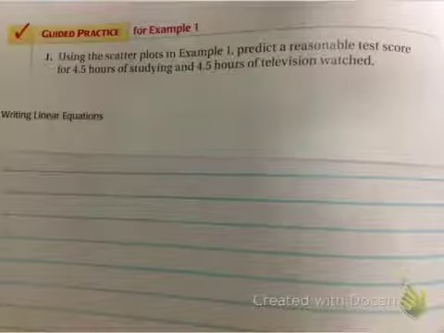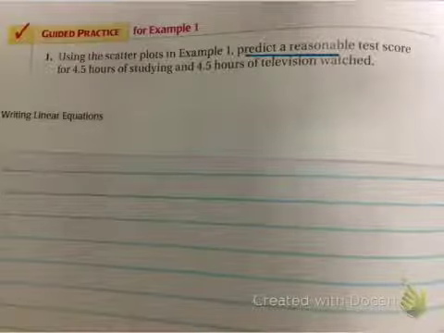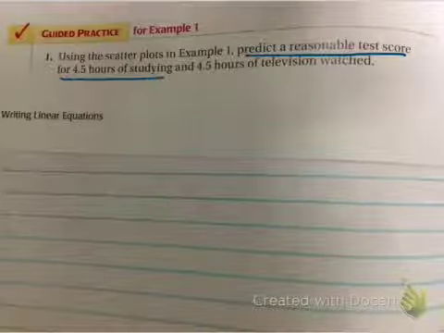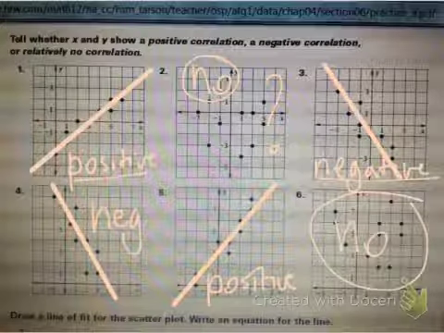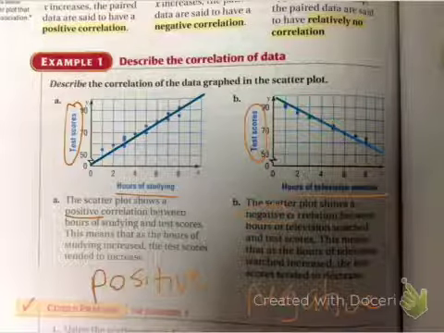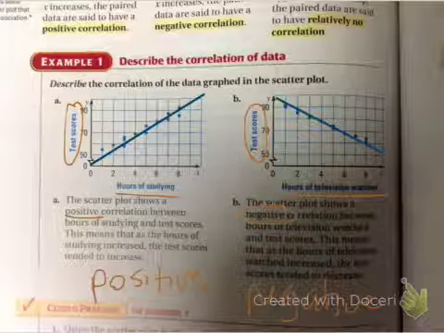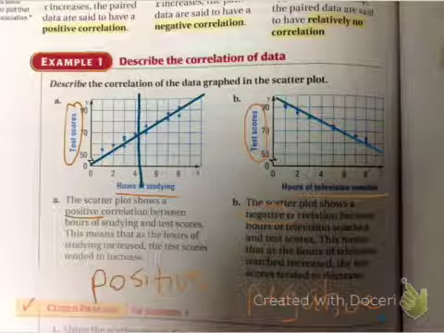In guided practice, number 1, we're asked to use the scatter plots in example 1 to predict a reasonable test score for 4.5 hours of studying and 5.5 hours of television watched. Let's go back and look at those graphs from the example. Well, this is kind of like the example we did in class the other day. At 4.5, notice that we're counting up by ones, so between 4 and 6, that would be 5, so I'm going to go halfway between those, and right through here would be where we're looking.